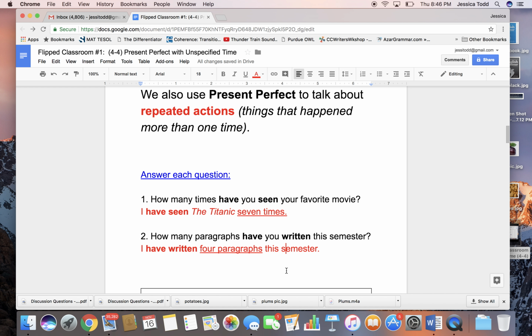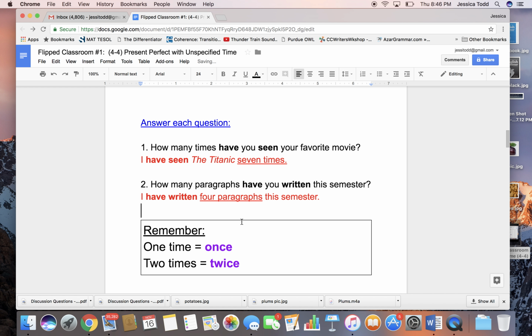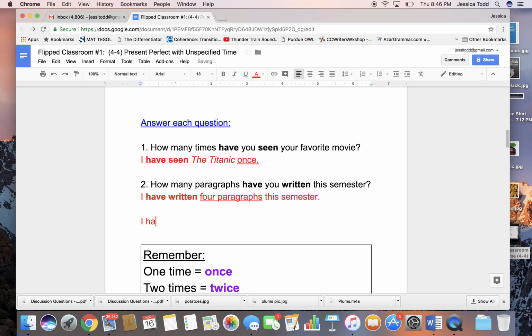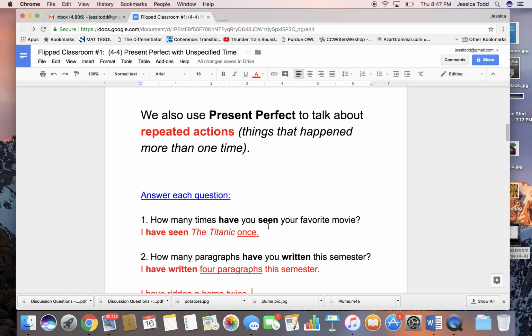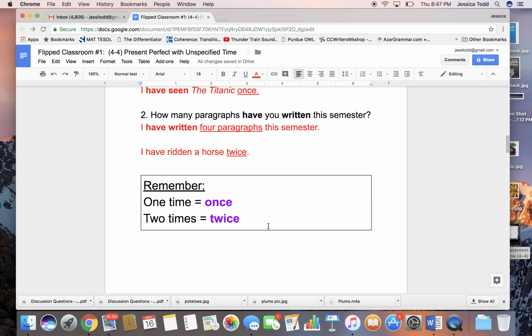Holy cow, okay? One thing to note about when we use the present perfect to talk about how many times or repeated actions, when we say one time, we often use this word once. And when we say 2 times, we often use the word twice, right? So for example, if you have only seen the Titanic 1 time, we might say, I have seen the Titanic once. We might say something like, I have ridden a horse twice in my life, right? So instead of saying 2 times, we're going to say twice, right? Okay, so that's present perfect with repeated actions, things that happen more than 1 time.